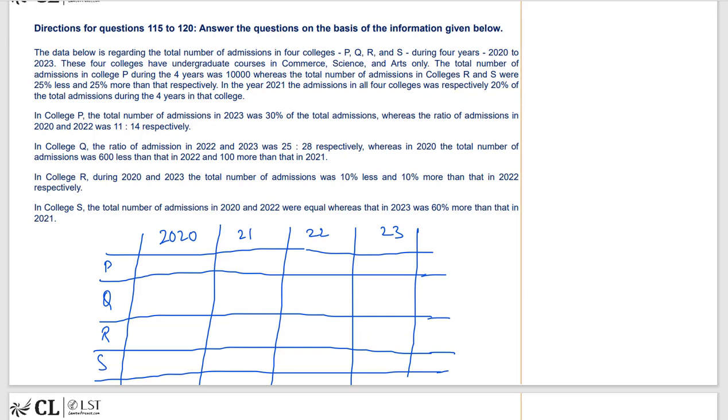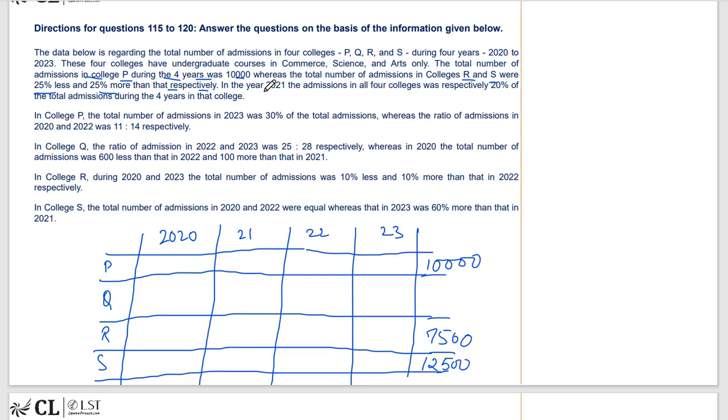So the first data that we have, the total number of admissions in college P during the 4 years was 10,000. So here we would have 10,000. Total number of admissions in college R and S were 25% less and 25% more than that, respectively. So R is 25% lesser than 10,000, so that makes it 7,500. S is 25% more, so that's 12,500.